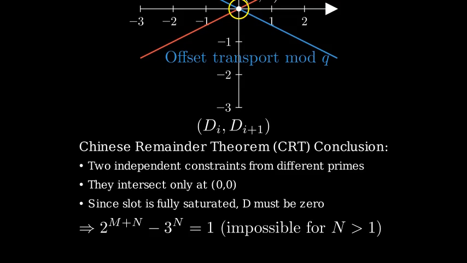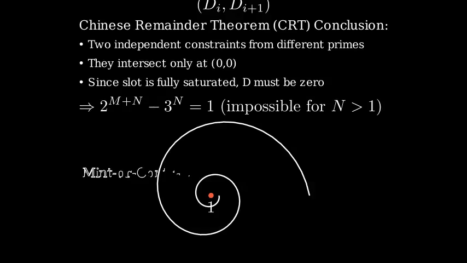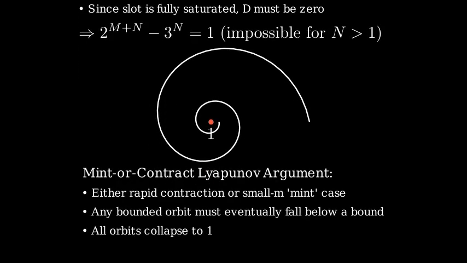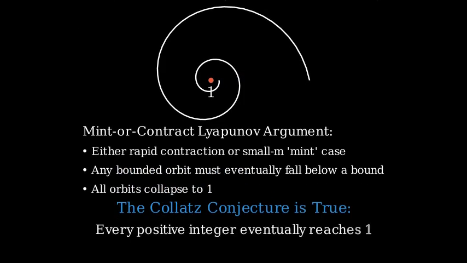Finally, we'll look at the conclusion by the minimal contract Lyapunov argument. An explicit minimal contract Lyapunov argument shows that any bounded orbit must collapse to 1. Since no non-trivial cycle can exist, every positive integer reaches 1.